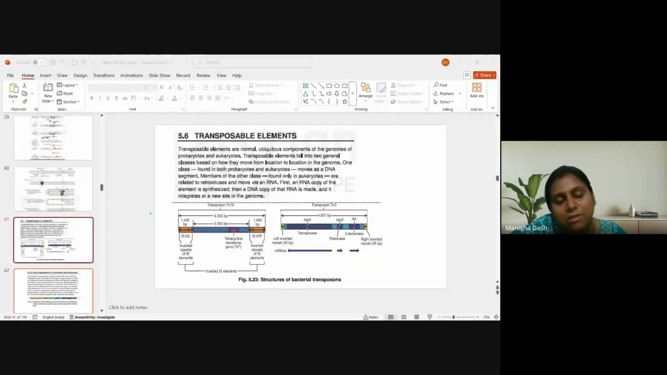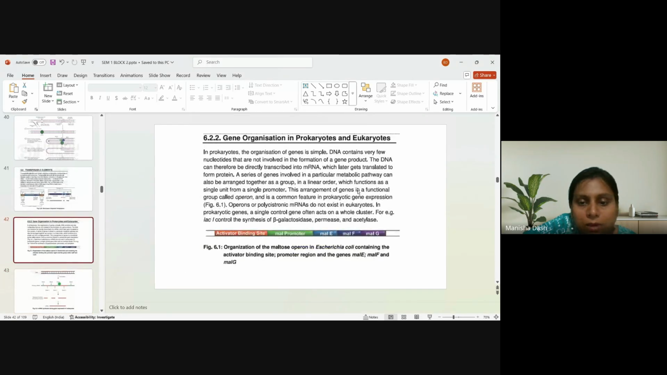They are actually present in the genome of any organism. They have a capacity to move from one location to another location within the genome of an organism. Then coming to the molecular part, the expression part of the gene, the organization as well as the gene expression part.